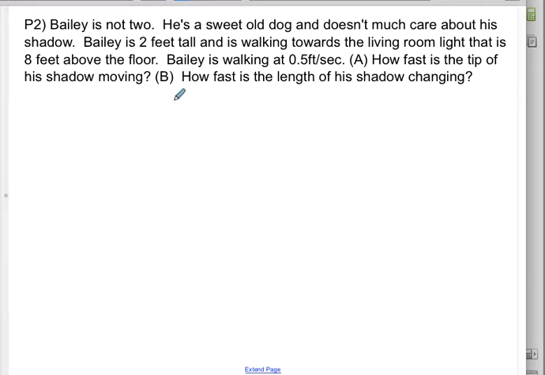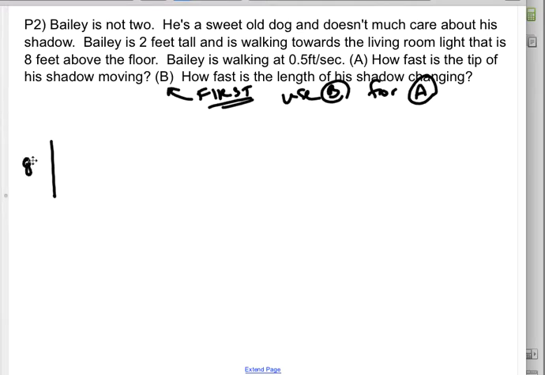Now, we know from the last problem that it's actually easier to answer B first, right? Because we're going to use B to answer A. So let's draw this situation. So 8 feet up, there is a lamp in the living room. Bailey, who is 2 feet tall, is walking towards it. So I'm going to use B for Bailey and S for shadow, right?